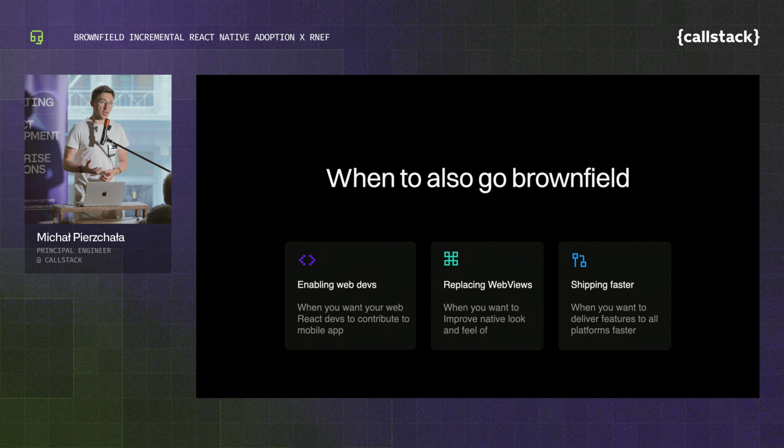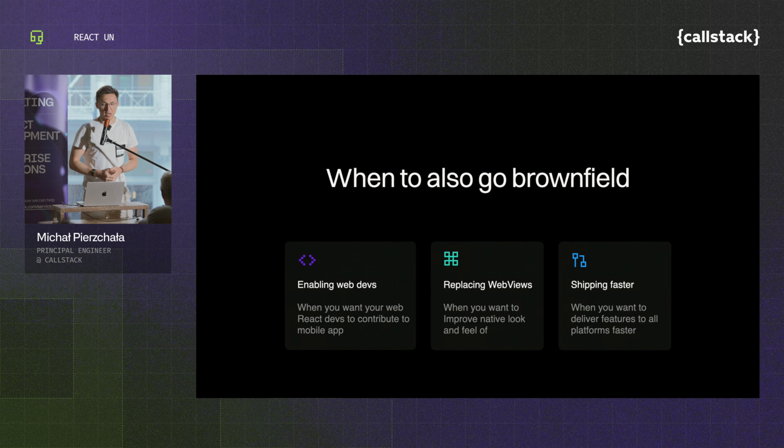When else can you consider going with brownfield development? For example, when you have a lot of web engineers that are doing React, they're pretty good at React. They're usually way ahead of schedule compared to the mobile teams. So it would be nice if you could use that engineering power and throughput and put it in your mobile app. One way to do it is to put React into the mobile tech stack, and this is what React Native allows you to do.